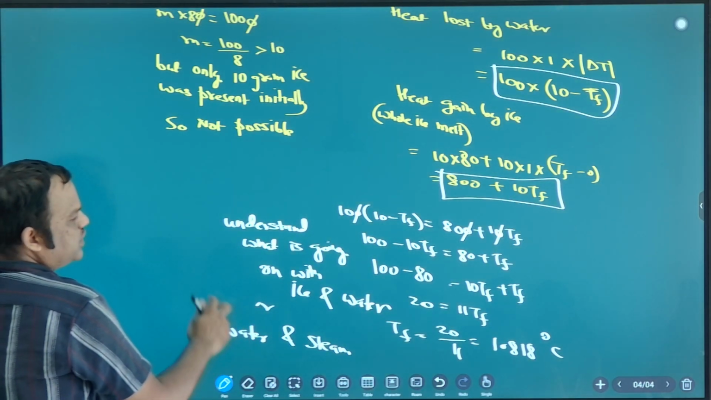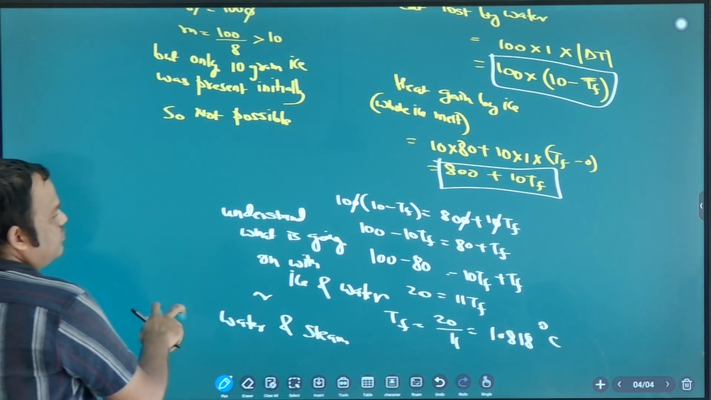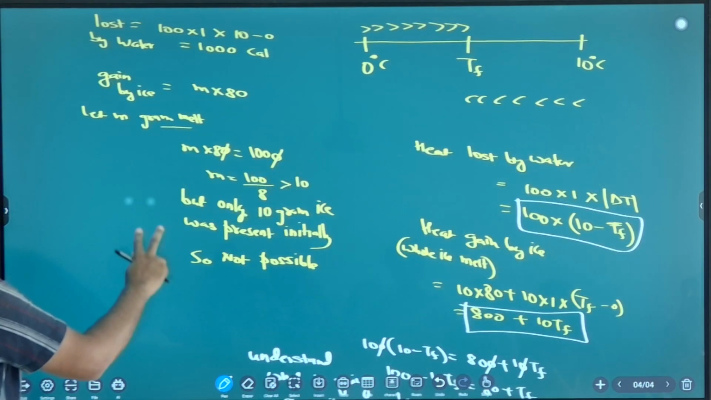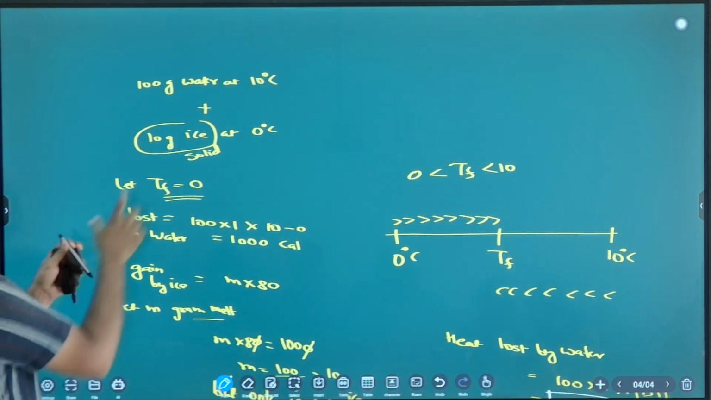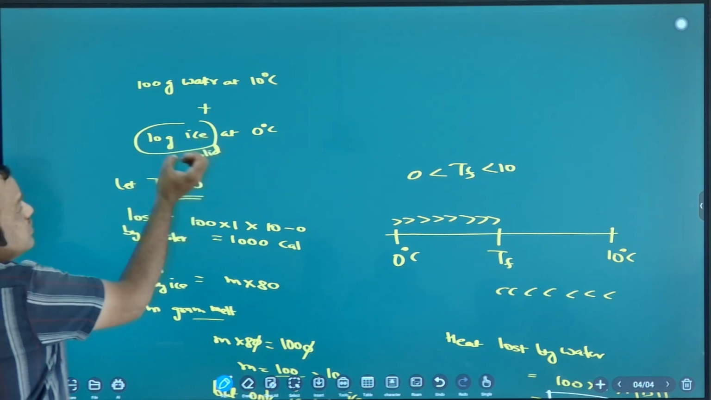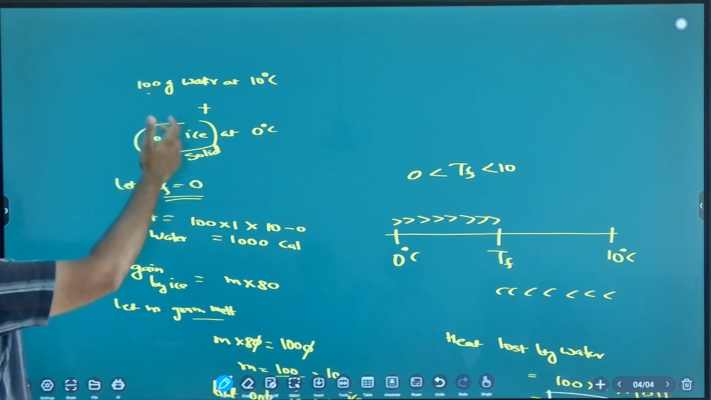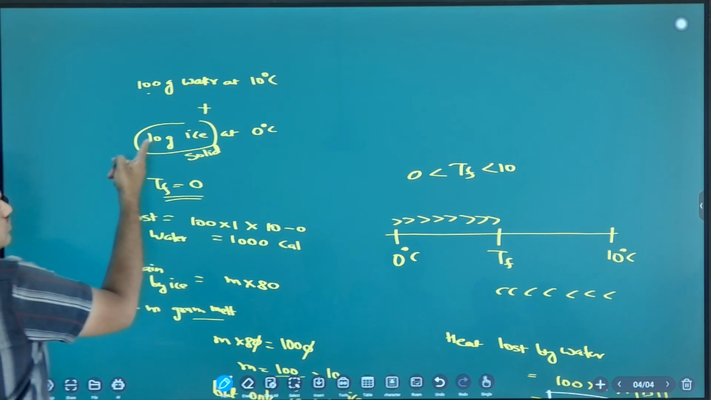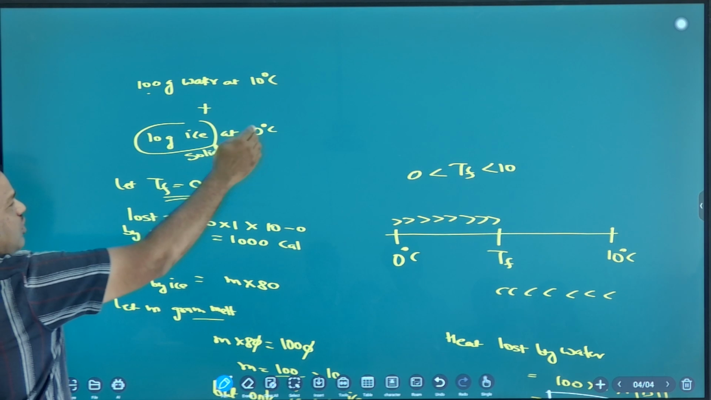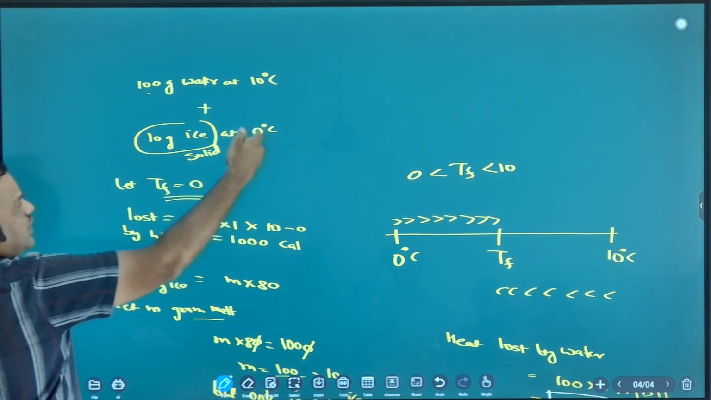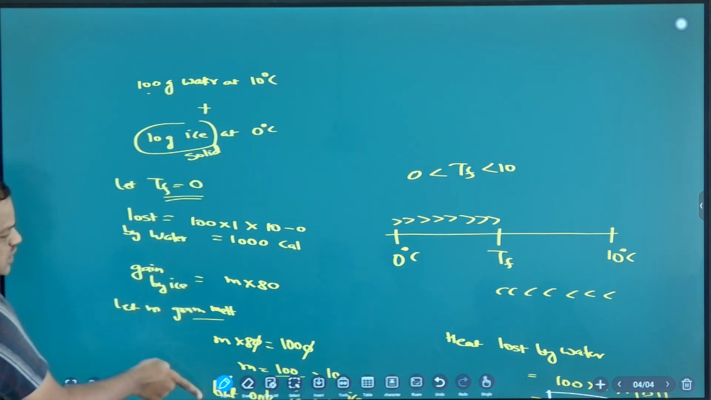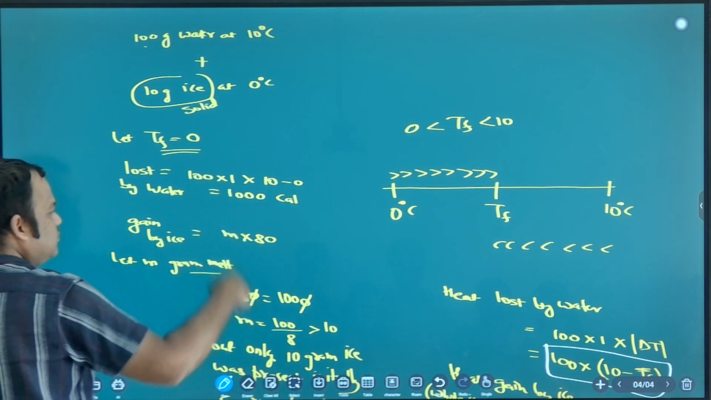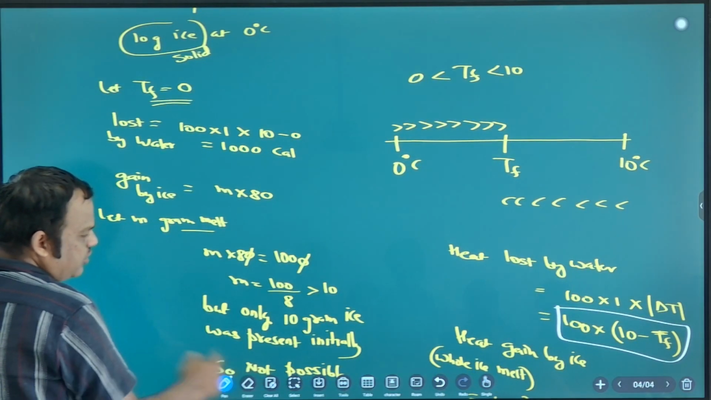Shall we do one more question? Okay, let's revise this question. You can see water is more, so the temperature will be close to 10. If ice is more, the temperature will be 0 or close to 0. You can think like this. But after calculation, you check. First you see the possibility, calculate, then you check whether it is possible or not.